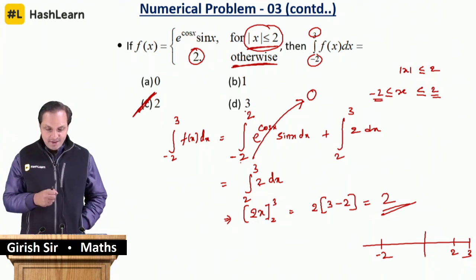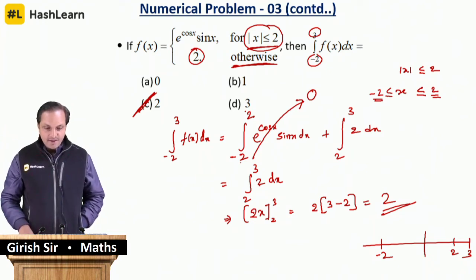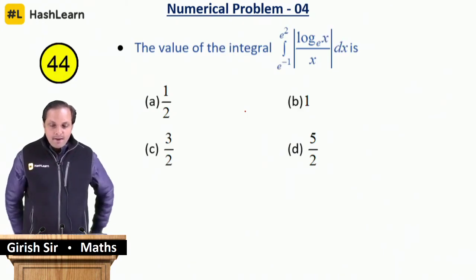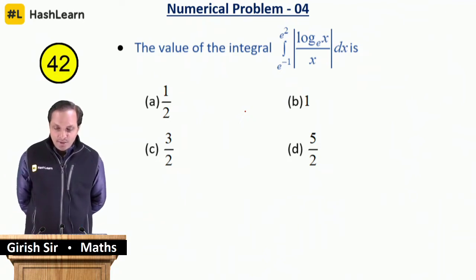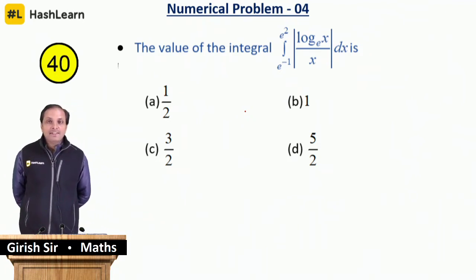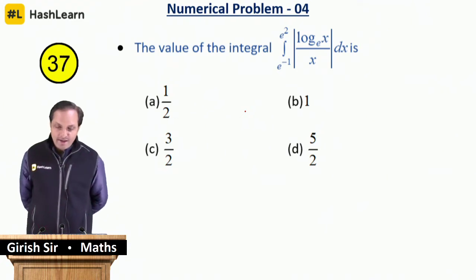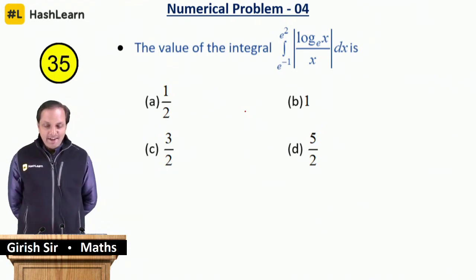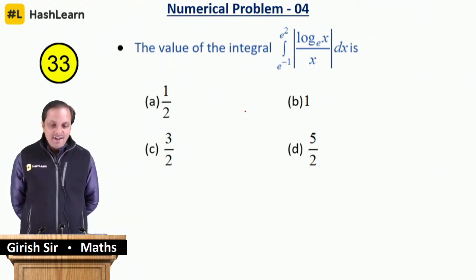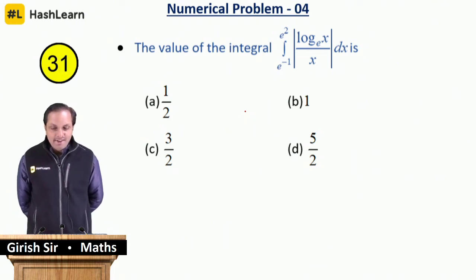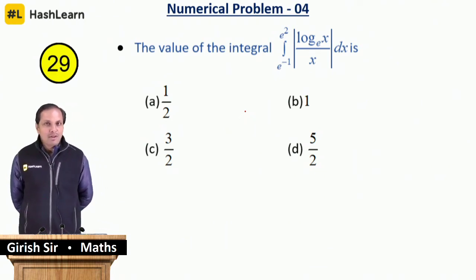Chalo, let us go to the next numerical. Numerical is here. Very important concept. You know that it looks complex by looking at the lower and upper limits, that is 1 by e, e power -1 is 1 by e, and you have e power 2, but the problem is very simple.